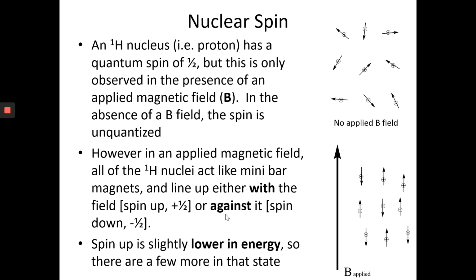And I just mentioned that, right? The spin up is actually slightly lower in energy. So at most temperatures, especially around room temperature, you're going to get slightly more hydrogens lined up in the spin up state than in the spin down state.